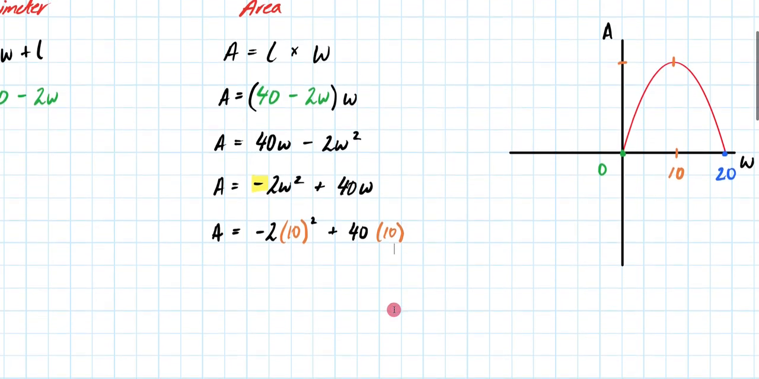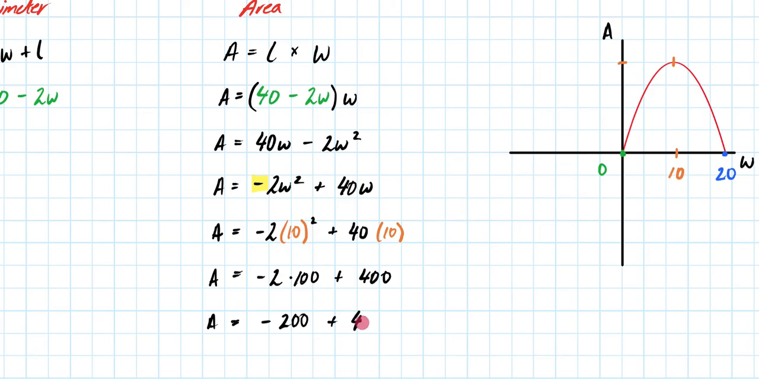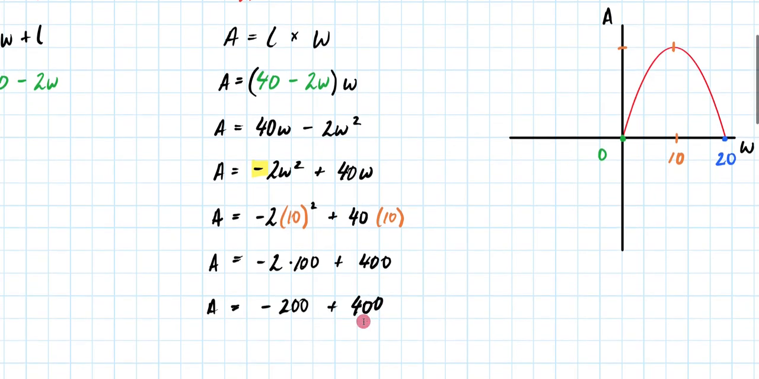All right, let's keep going. So I'm going to get area equals minus 2 times 10 squared, which is 100, plus 40 times 10, which is 400. So area equals minus 2 times 100, which is minus 200, plus 400. Minus 200 plus 400 is 200. So we just found out what my maximum area is going to be. My maximum area is going to be 200.